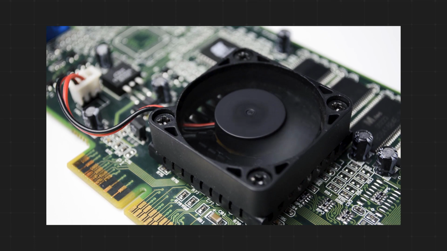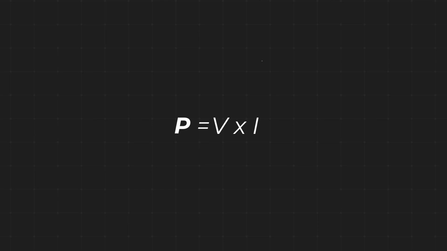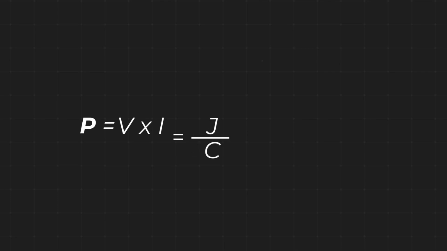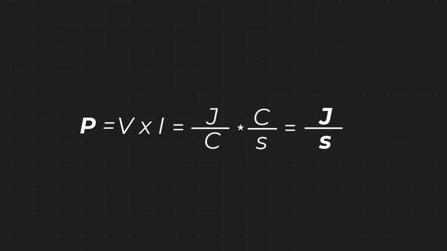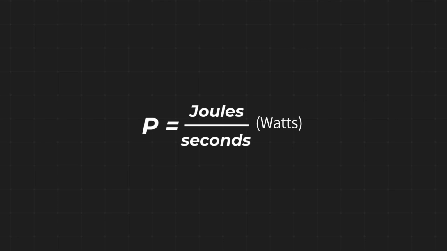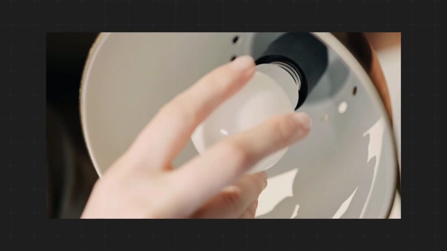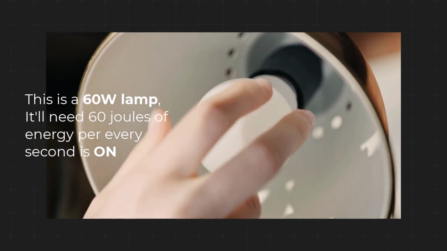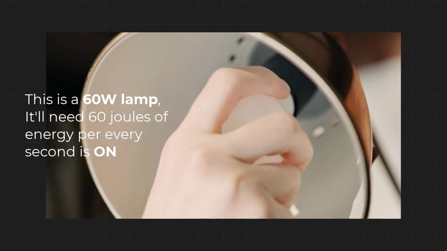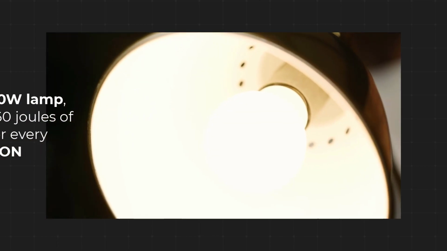Electric and electronic devices usually have a nominal power, which tells how much energy they consume. Power is defined as voltage times current. And if we do some algebra, we're going to have that power is joules per unit of time. So, as I said before, it means how much energy is being delivered in a certain time, in this case, seconds. So, when you see the nominal power of a device, for example a 60W lamp, which stands for 60 watts, it tells you it consumes 60 joules of energy for every second it's on.